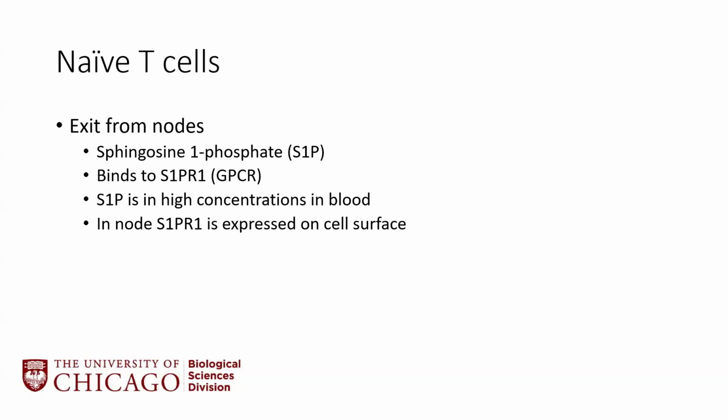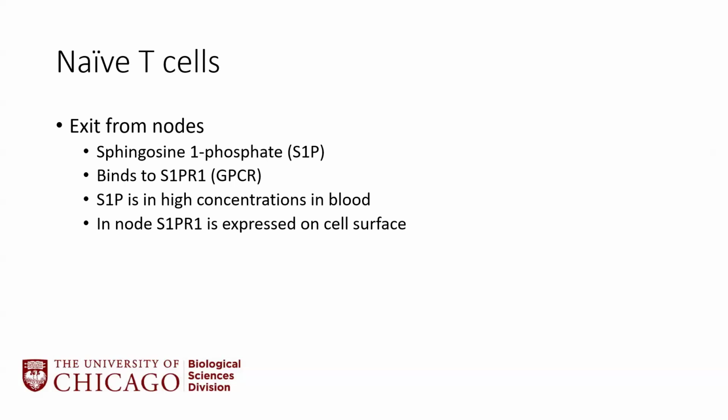When T cells want to leave the lymph node, they exit following something called an S1P gradient. S1P stands for sphingosine-1-phosphate. It binds to S1PR1, which is a G protein coupled receptor. Again, don't let the lingo scare you. It's just a type of receptor. S1P is in high concentration in the blood, and in the node, the S1PR1 receptors can be expressed on the cell surface, so the cell can follow that gradient back into the blood.